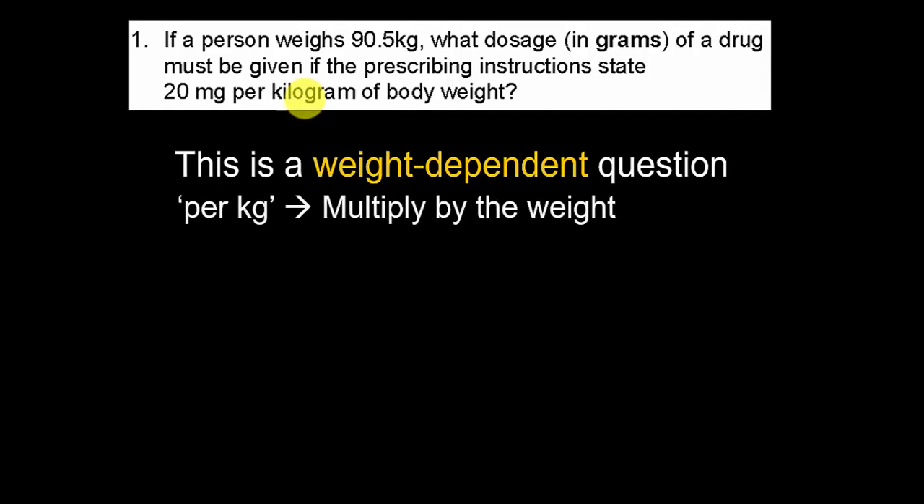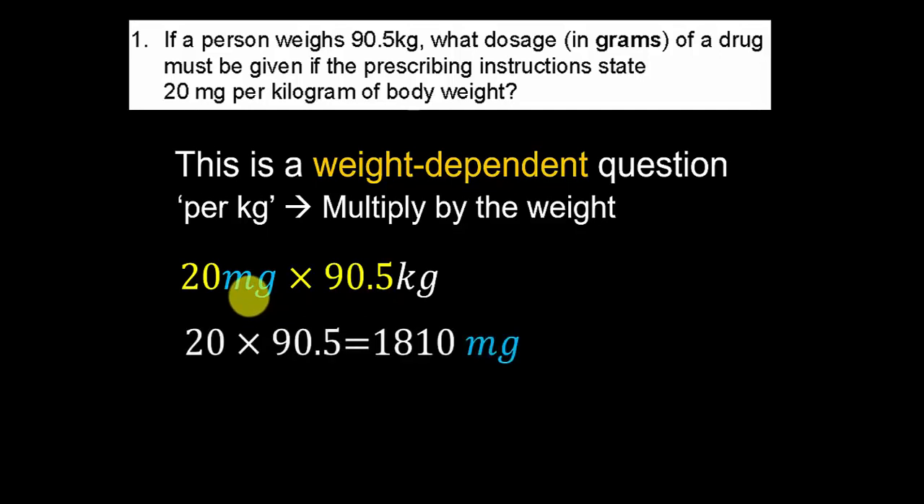So whenever you see that phrase per kilogram, it not only tells you it's a weight dependent question, but it also prompts you to multiply by the weight. So we'll take the 20 milligram and multiply it by the 90.5 kilograms. Now you'll notice that I've highlighted more overtly the milligram rather than the kilogram, because the kilogram, the weight of the patient, is simply a multiplier. It's the key weight of the drug, in this case milligrams, that will be retained. So take my calculator, do 20 times 90.5 and I get 1810 milligrams, and it's the milligrams that I'm retaining here, not the kilograms.